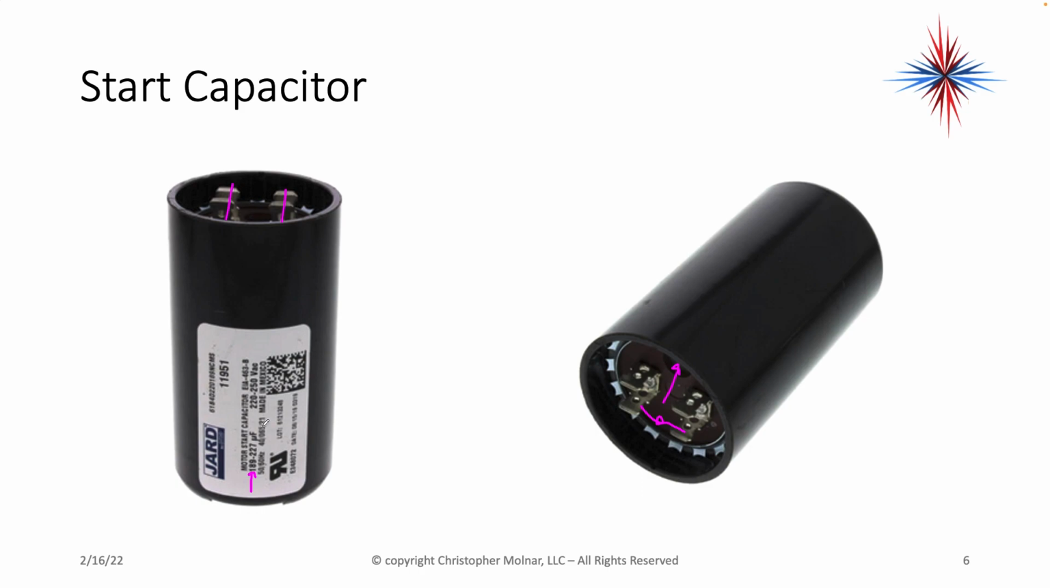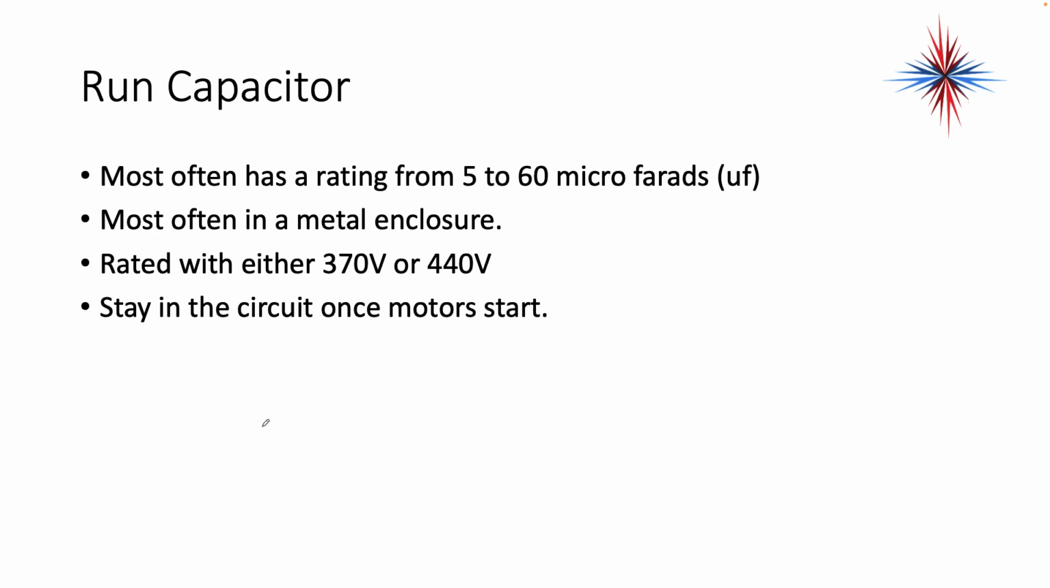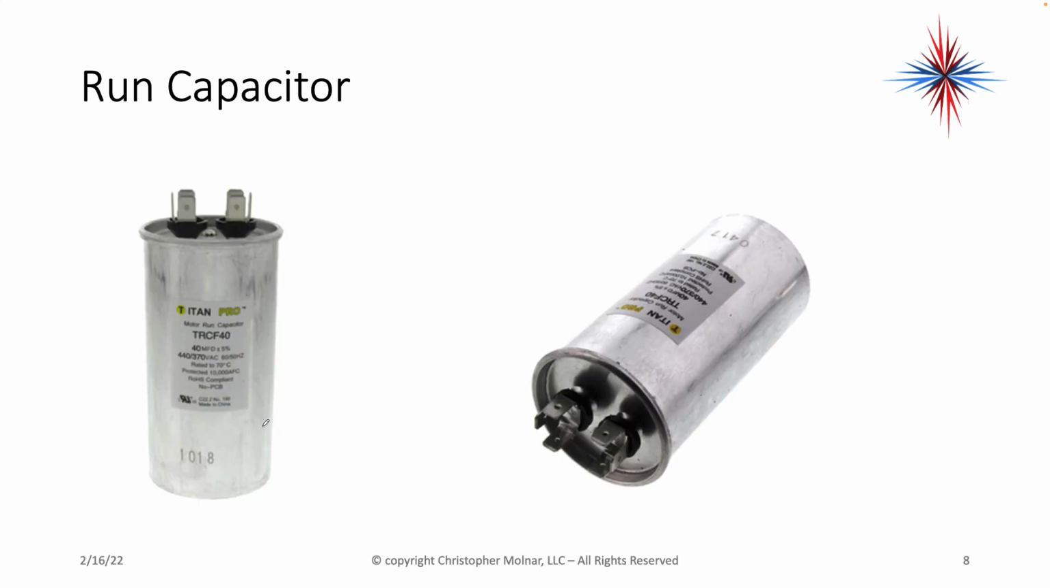The run capacitor has a rating between 5 and 60 microfarads. It's often encased in a metal enclosure, 99.9% of them. They're rated with either 370 or 440 volts for the most part. These stay in the circuit once the motor's started. Okay, they don't get pulled out of the circuit. That's why they're called run capacitors. The entire time the motor's running, these are in the circuit.